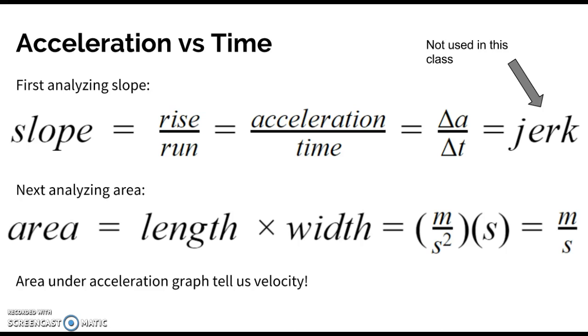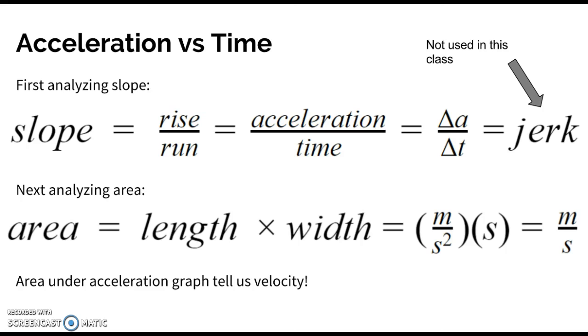So let's see what the slope means. So slope is going to be rise over run. In this case, we have acceleration versus time, so it's acceleration divided by time. This is our change in acceleration over time. This is a value called jerk. In a sense, it's the rate of change of acceleration. So how fast our acceleration changes, which is, as you can imagine, if you were in a car that had some sort of jerk value, you'd get jerked around. So we're not worrying about jerk in this class. So in a sense, the slope of an acceleration versus time graph is not going to be useful to us.